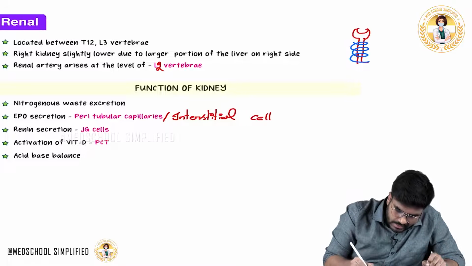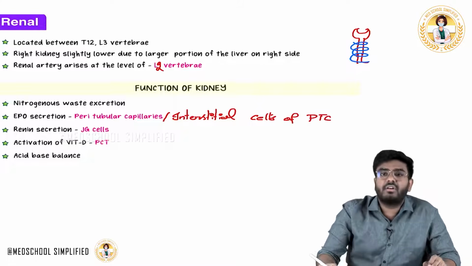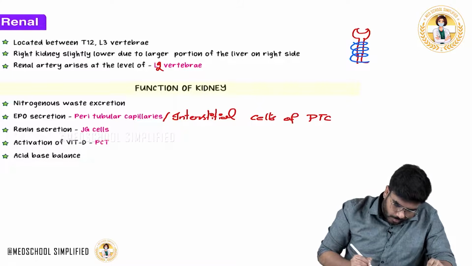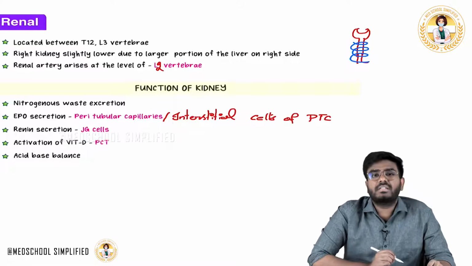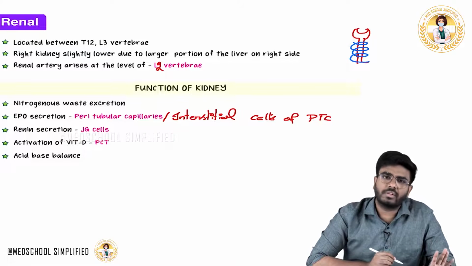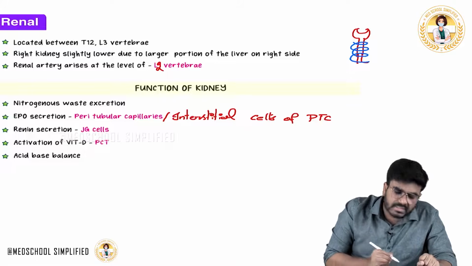Okay, interstitial cells of peritubular capillaries. So, this erythropoietin is produced by peritubular capillaries, best answer, or you can also answer like interstitial cells of peritubular capillaries help in production of erythropoietin. Done. Now, after this, let's discuss the renin.